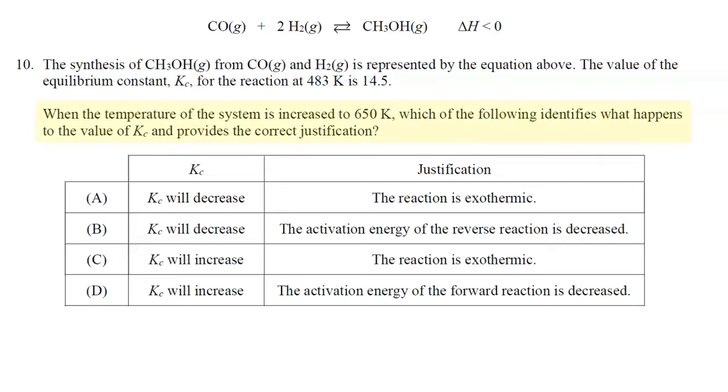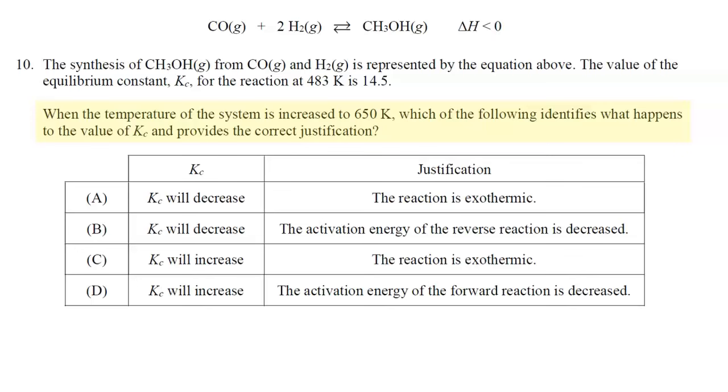And the question asks, when the temperature of the system is increased to 650 Kelvin, which of the following identifies what happens to the value of Kc and provides the correct justification? So we can see in the 4 choices here listed for question 10 that we have to decide if the value of Kc will decrease or increase, and then choose the correct justification.